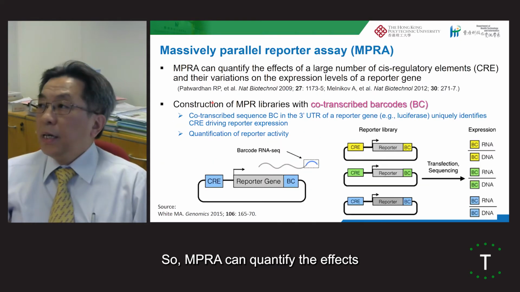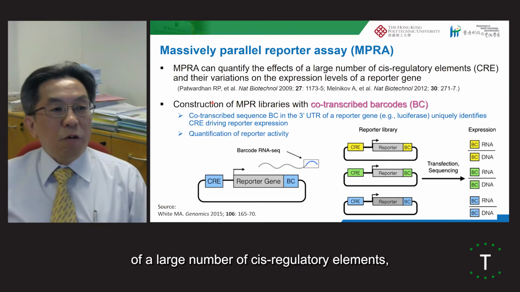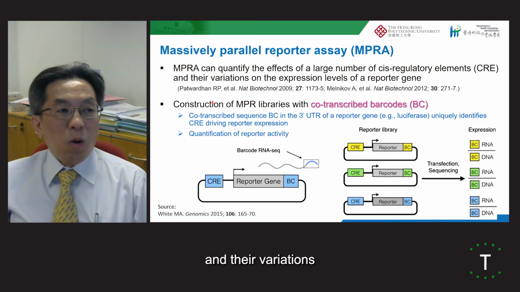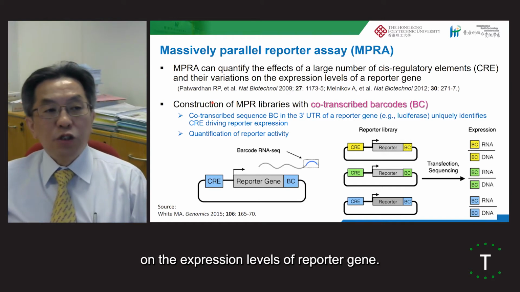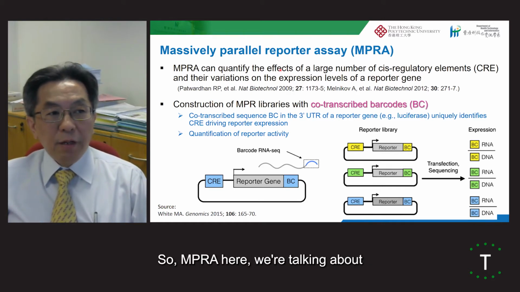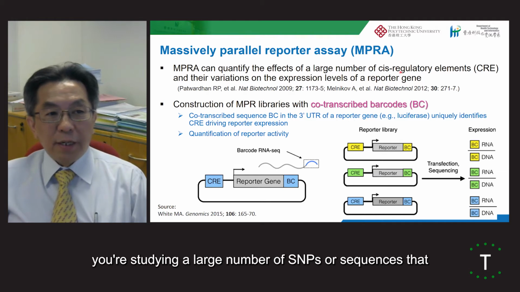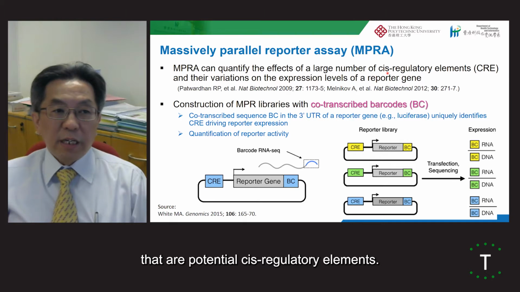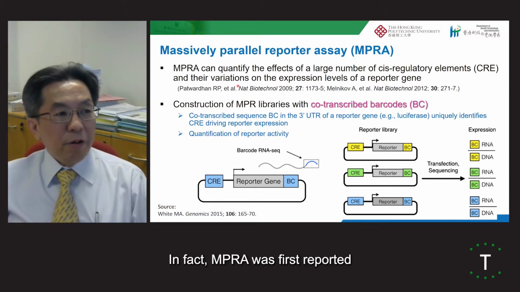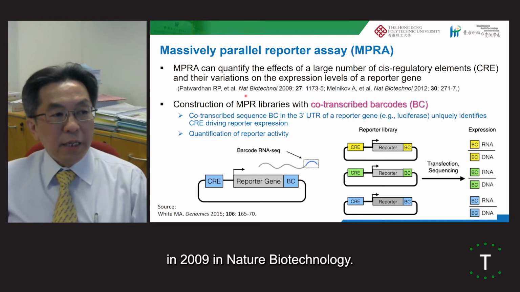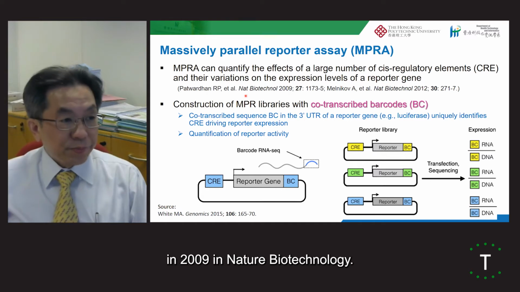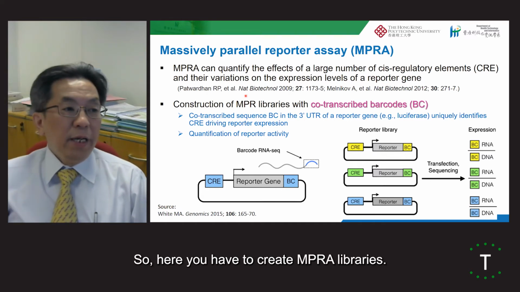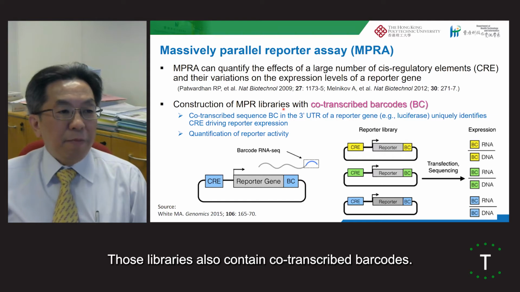MPRA can quantify the effects of a large number of cis regulatory elements and their variation on the expression levels of a reporter gene. With MPRA, we're talking about studying a large number of SNPs or sequences that are potential cis regulatory elements, right? In fact, MPRA was first reported in 2009 in Nature Biotechnology. Here you have to create an MPRA library. The library also contains transcribed barcodes.